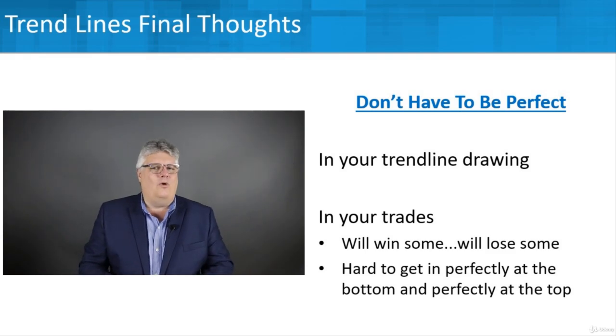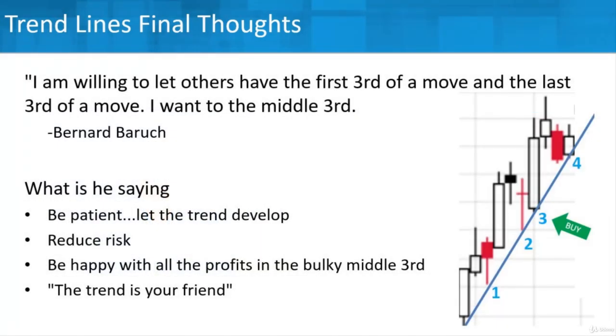In fact, a really good quote around that idea is from Bernard Baruch, which was, I'm willing to let others have the first third of a move and the last third of a move, I want to be in the middle third. All right, so look at our image here, right? We're not trying to buy at zero or the number one touch of, let's say, an upward trend line. We're buying at number 2 or 3, and then we're not trying to sell exactly at 5, 6, or 7, or even right at 4 necessarily. We're trying to sell close enough that we make a good profit in there.